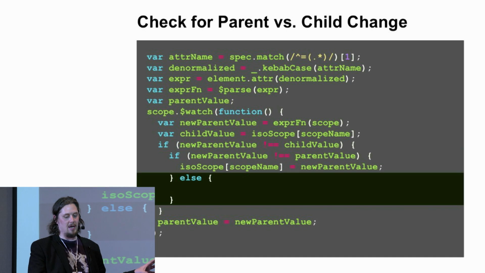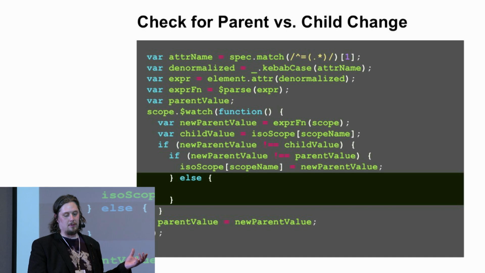But if those two are the same, the parent value is now the same as it was the last time, but we still have a difference we have detected between the parent value and the child value. That means that on the isolate scope, the attribute must have changed. And here's where we do our upward propagation.